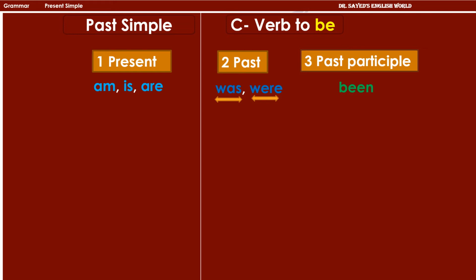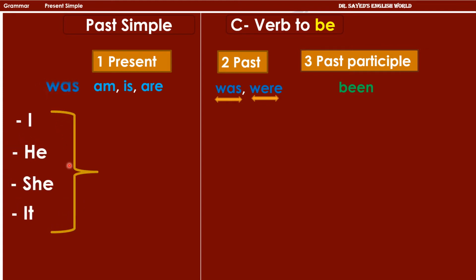So let's see when we are going to use was and when we are going to use were. Actually with the pronouns I, he, she, and it, okay, we use was. And with the pronouns you, we, and they, we use were, okay.